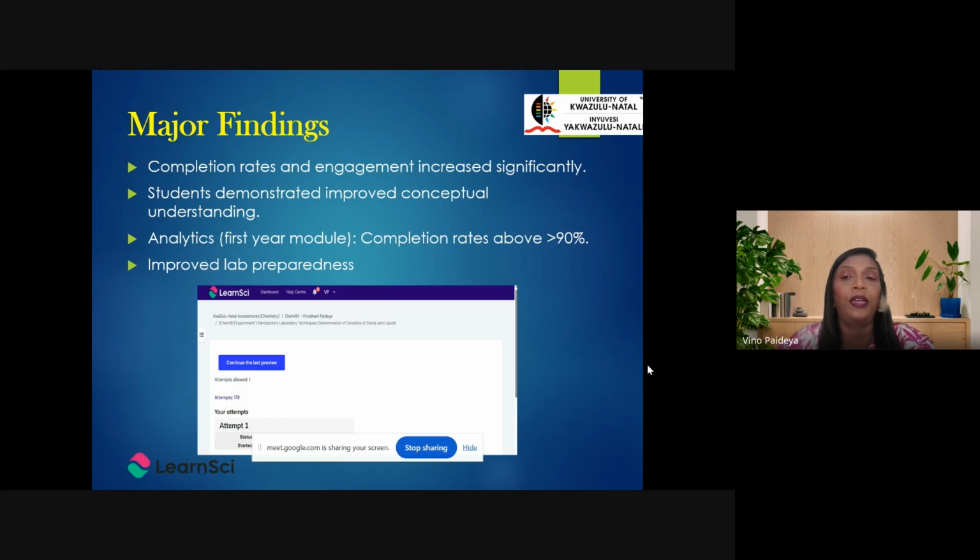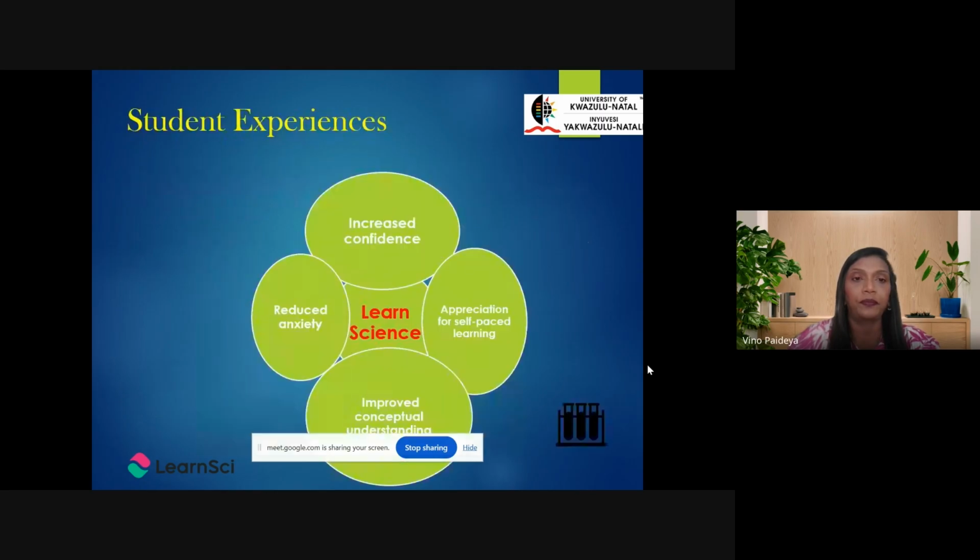But I think we are honing in on these to ensure that we get 100% attempt at the pre-labs, because we've seen the difference it makes to the lab experience.